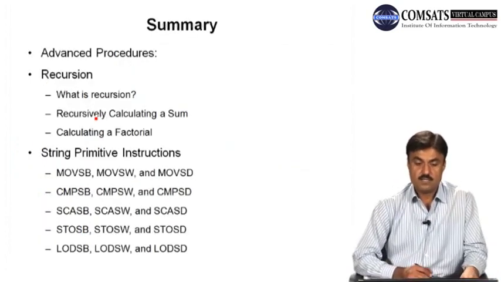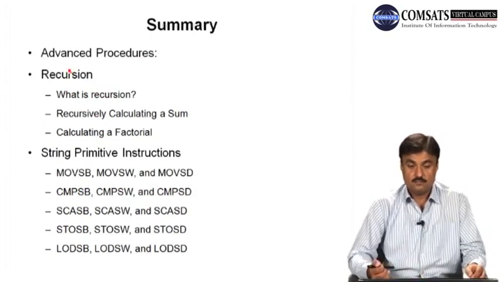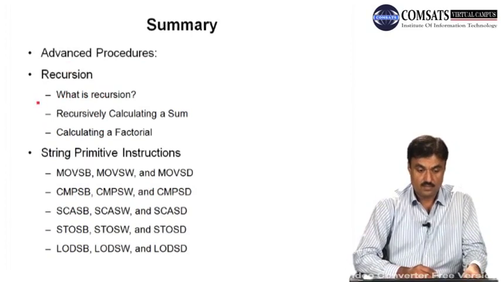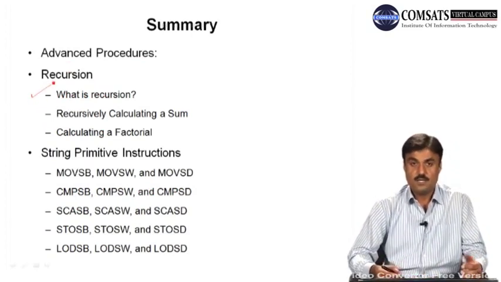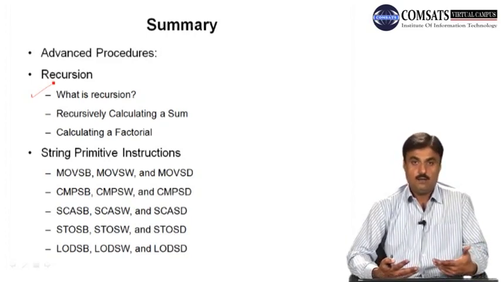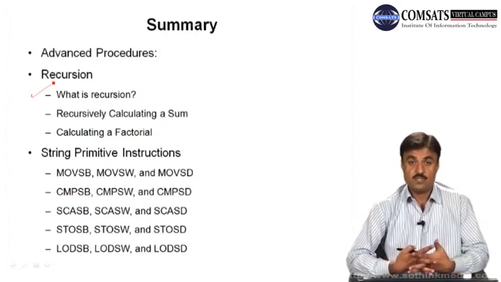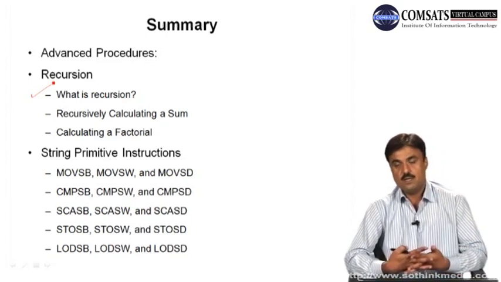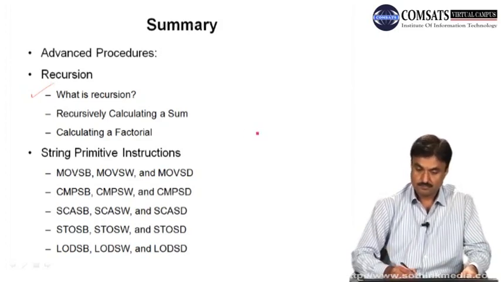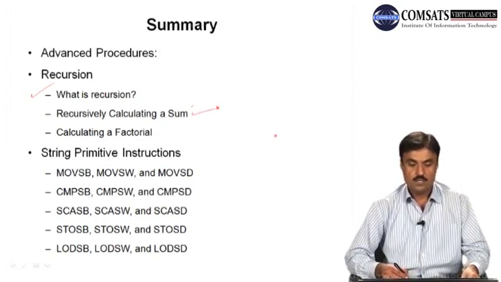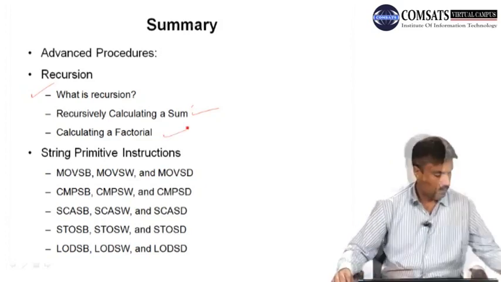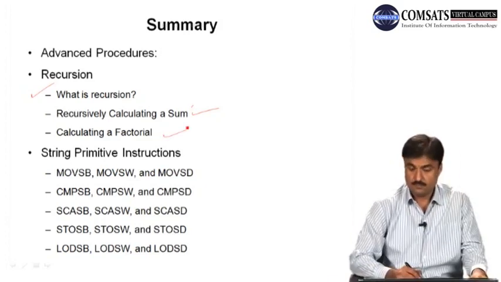So now we are going to summarize. In this lecture, we discussed some advanced procedures. We discussed recursion, what recursion is. Recursion is when a procedure calls itself, or when procedure A is calling procedure B, and again procedure B is calling procedure A, so this is a repeated process. Then we saw the recursive calculation of a sum, then the factorial example.